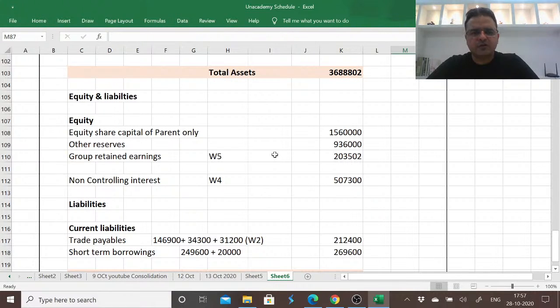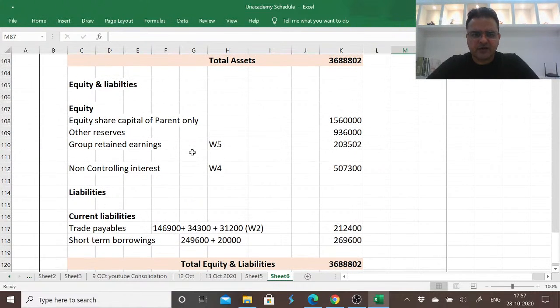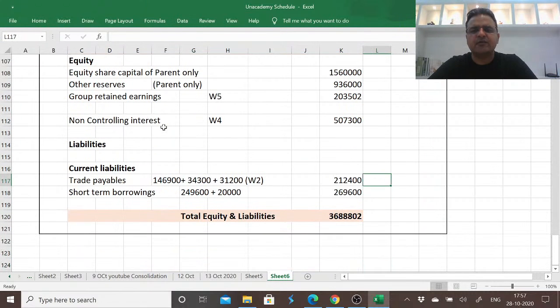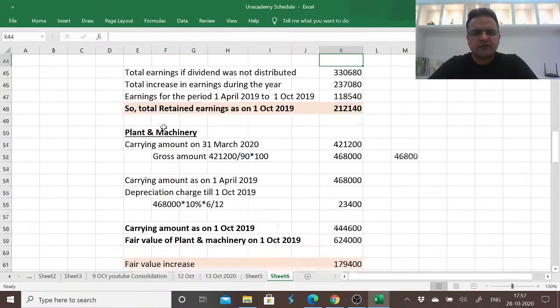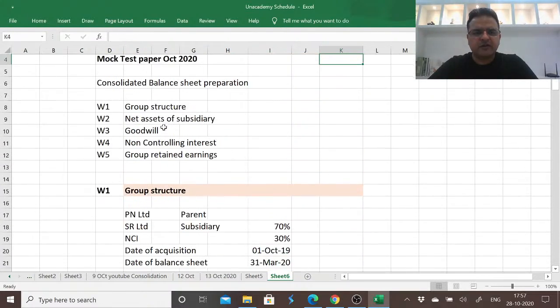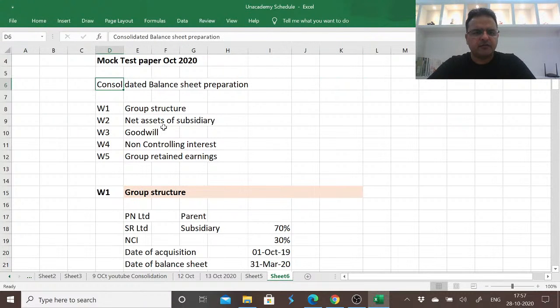Equity share capital of parent only will be included. Other reserves were the same, parent only. Again parent only, since 312,000 we have acquired on the date of acquisition. Group retained earnings we will get from working note number 5. Non-controlling interest from working note number 4. Trade payables, there was an increase in trade payables, 31,200. Rest we simply need to add P plus S. So these were free marks available with us.